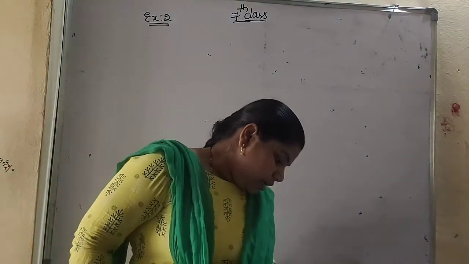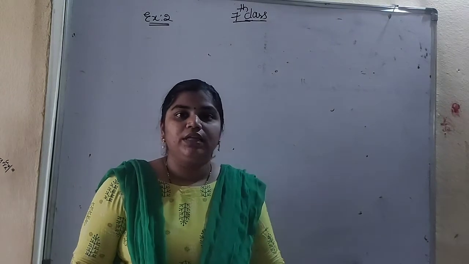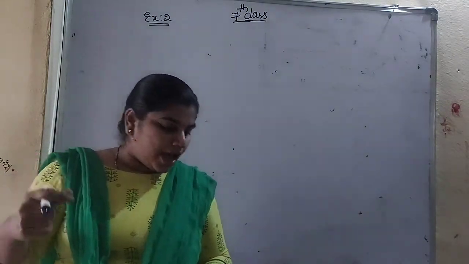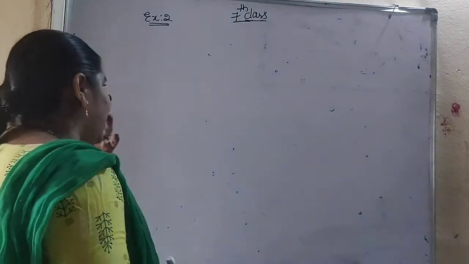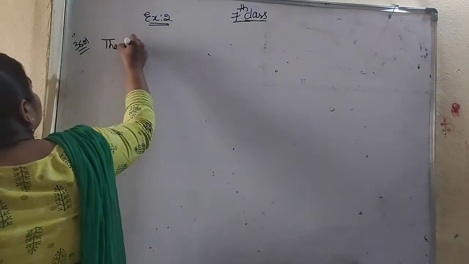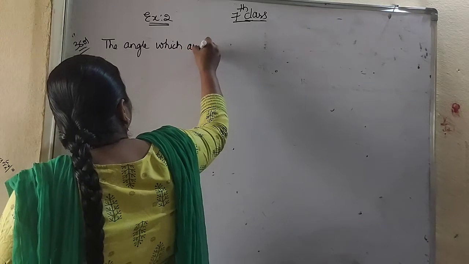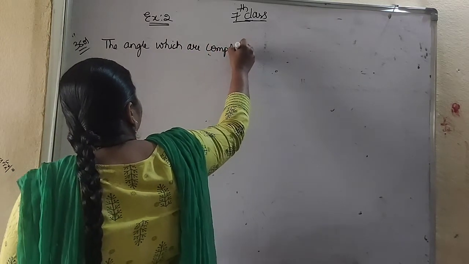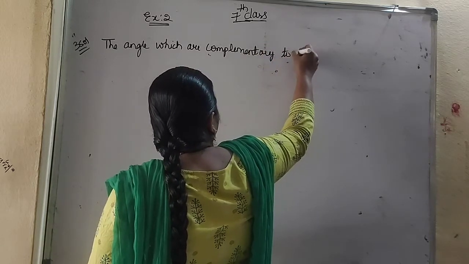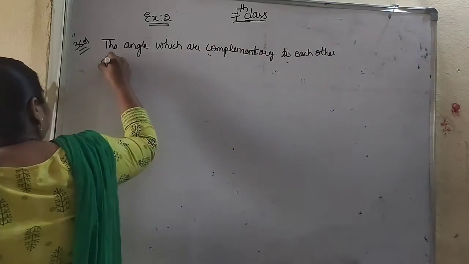So next bit is: two angles are complementary to each other and also they are equal. Find them. So two angles are complementary to each other and they are equal, it seems. So what are the angles we have to find? The angles which are complementary to each other and they are equal.